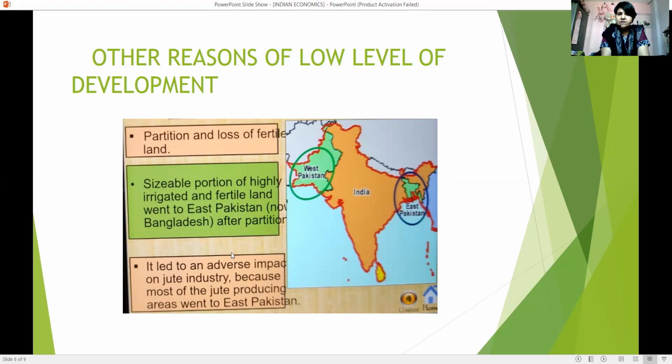If we talk about the next point, it led to an adverse impact on the jute industry because most of the jute producing areas went to East Pakistan, as I said. So you can see West Pakistan and East Pakistan, there are two parts. And what happened in East Pakistan, the jute industry, due to the partition, went to Pakistan. Is it clear? One more reason for the low level of development.